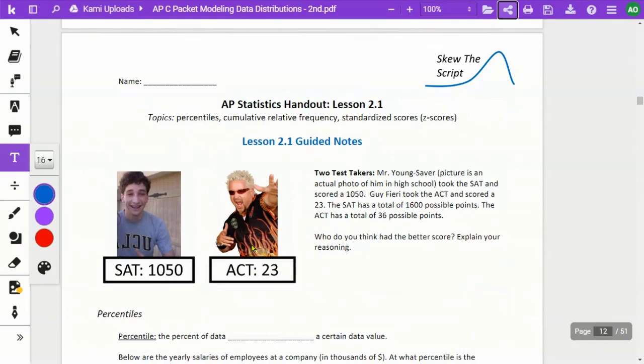Any Guy Fieri fans in the room? Yes, my husband makes me watch Grocery Games. In fact, he had it on last night.